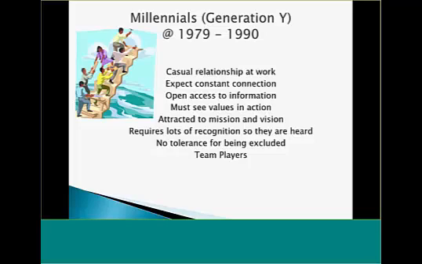The next one, 1979 to 1990, we're talking about the Millennials here. This is the generation that's currently getting a lot of press. This is the generation that we're talking about a casual relationship at work, meaning there's not a whole lot of recognition about the formality of an organizational hierarchical structure. They expect the ability to be constantly connected.